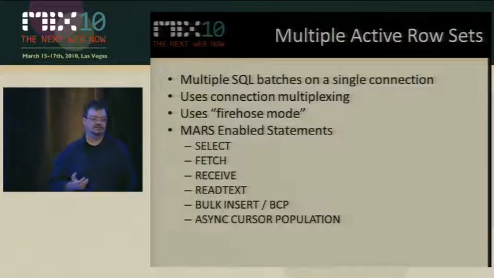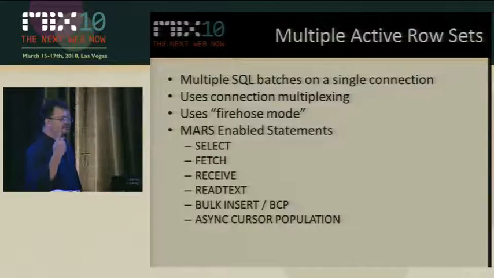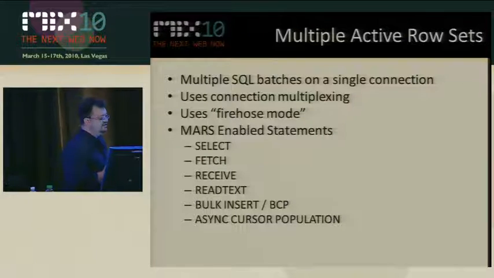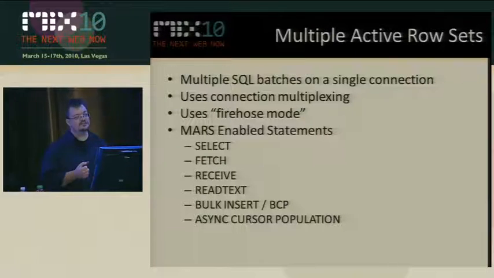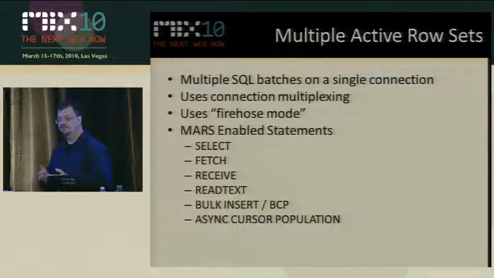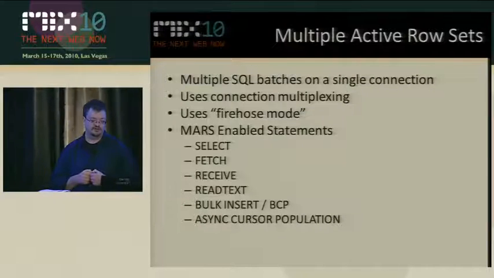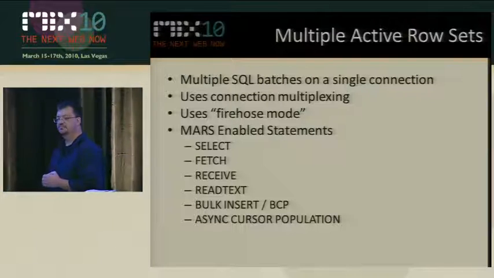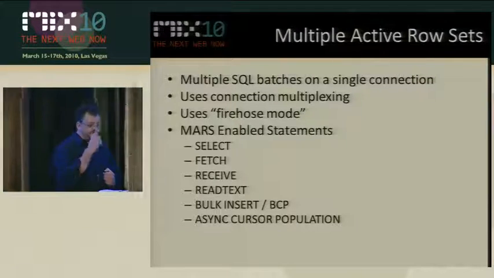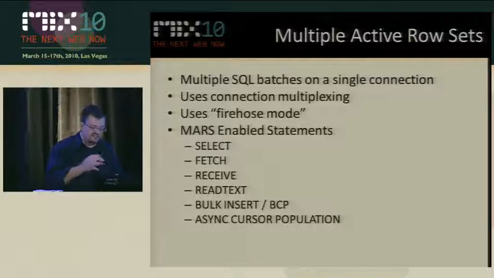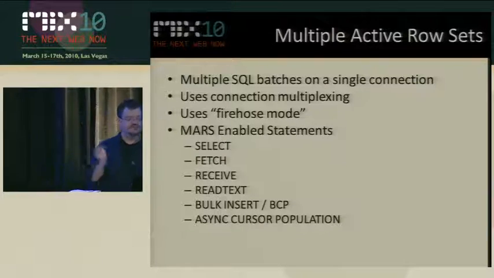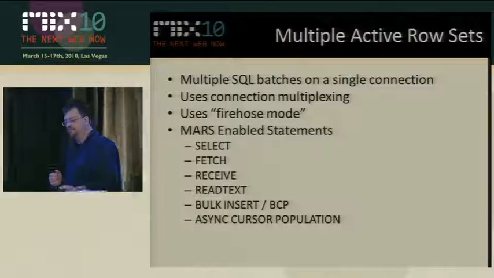So what does this actually do? What MARS enables you to do is have a single SQL connection and have multiple batches on that connection. And it actually uses something called connection multiplexing to go back and forth between the multiple batches. It uses something called firehose mode. And what firehose mode does is it queues up all this data and starts sending it down to the client. And the faster you receive it, the faster it'll continue to send it. But that's something to keep in mind.